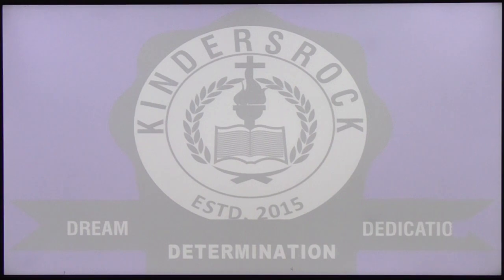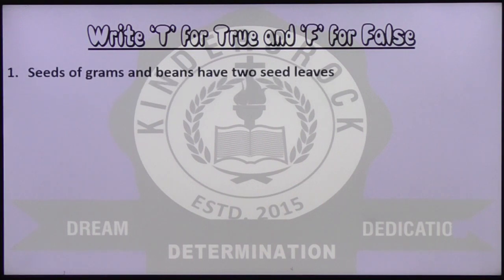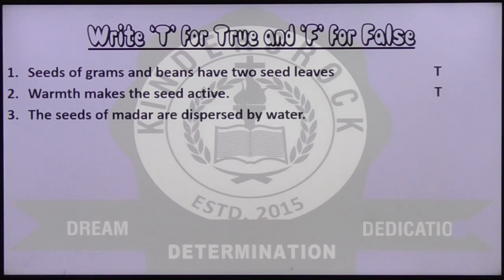Now let us do some true or false statements. Write T for true and F for false. Seeds of gram and beans have 2 seed leaves. Is it true? Oh yes, it is true. Warmth makes the seed active, does it? Yes, it makes the seed active. The statement is true. The seeds of madar are dispersed by water. What do you think? No. It's dispersed by wind. So F, false.